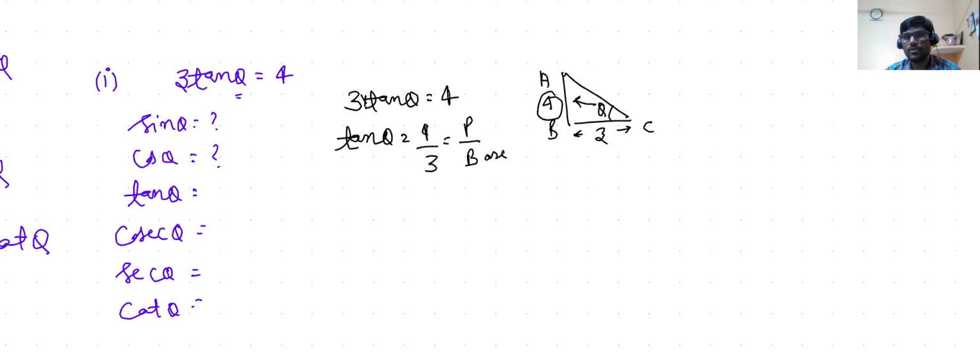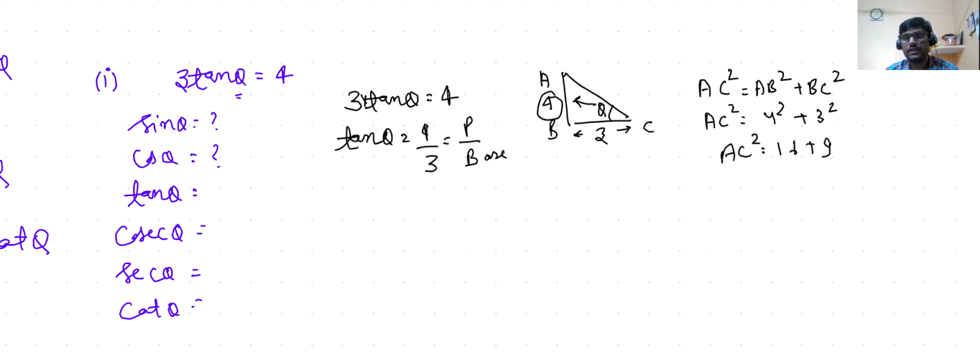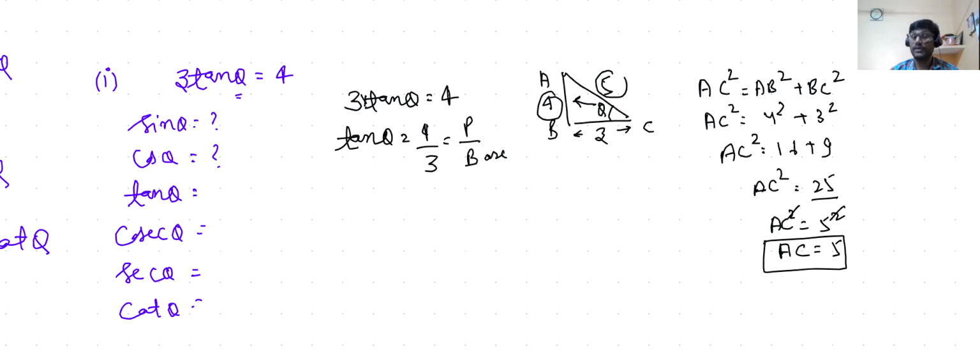Using the Pythagoras theorem, you very well know AC square is equal to AB square plus BC square. So you can easily find the value of AC. AC square is equal to 4 square plus 3 square, which is 16 plus 9. Finally, AC square is equal to 25, which can be written as 5 square. Square cancels the square, so AC is equal to 5.